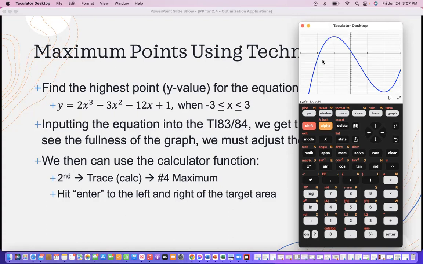Then it takes me over to the graph, and here I need to tell it where to have a left boundary. You probably already have a blinking cursor, so you just want to use the arrow keys to move it to the left of the peak that you're after. You'll see down here, it says left boundary.